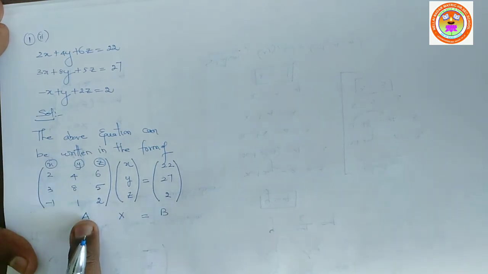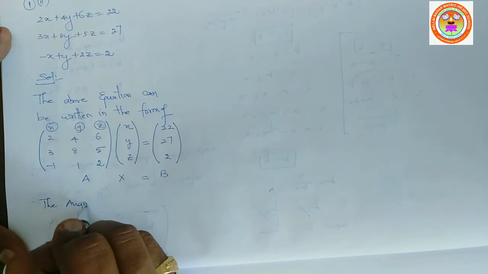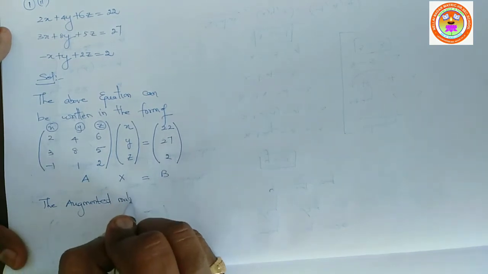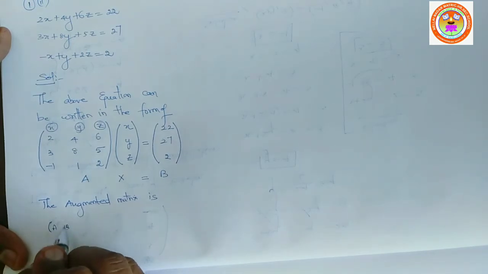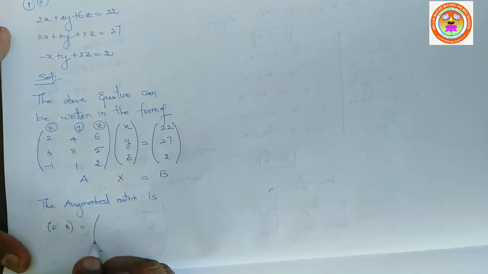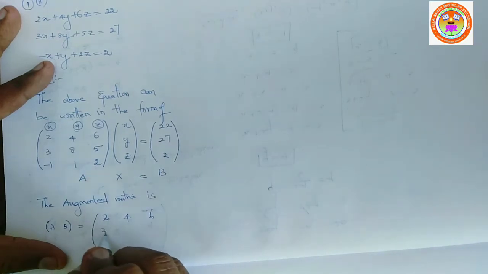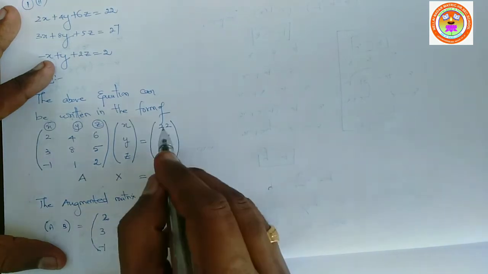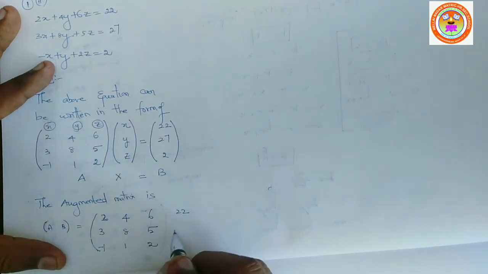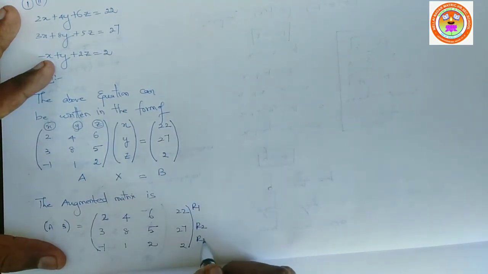Next we need to join the A matrix and the B matrix. The joining of the A matrix and the B matrix we name as the augmented matrix. The augmented matrix, joining of A matrix and B matrix, is A, B, which is the A matrix, 2, 4, 6, 3, 8, 5, minus 1, 1, 2, and 22, 27 and 2. This one is R1, R2, R3.